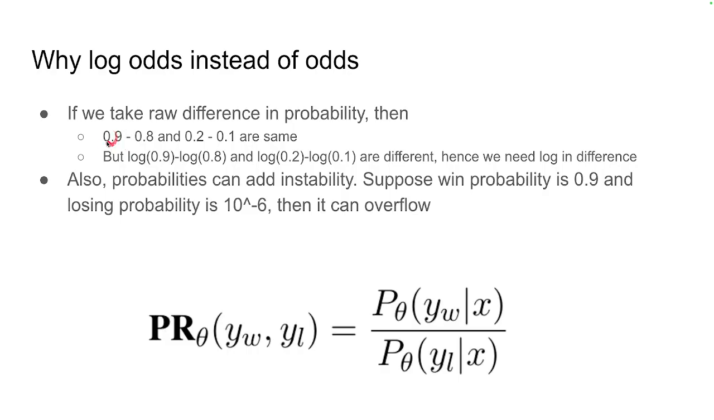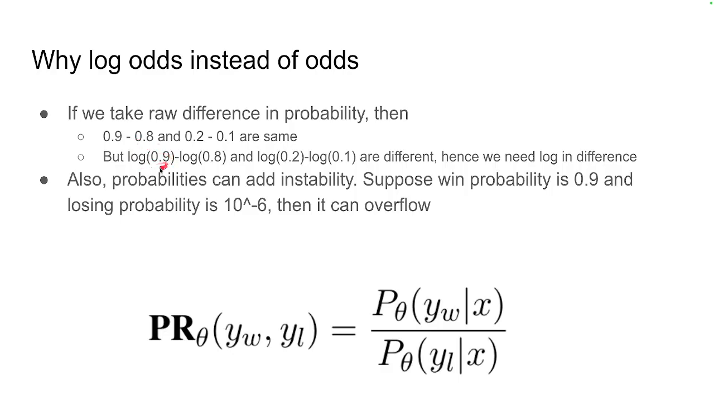So if the probability of one token is 0.9 and for the losing one it is 0.8, and also if the probability of a token is 0.2 and the losing one is 0.1, if you take the difference in these probabilities, it's just 0.1 for both of them. But these two things tell a very different story. It means that the losing response is very close to the probability of the winning response. So you need to reduce this probability by a lot so that you do not produce these losing responses.